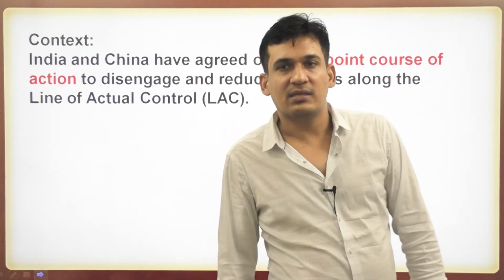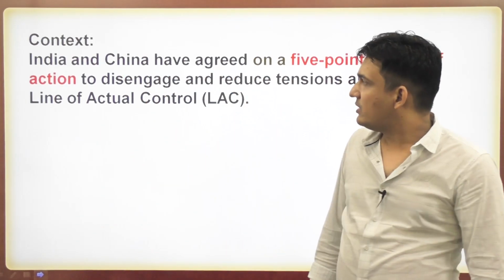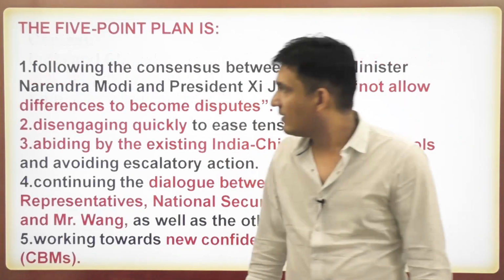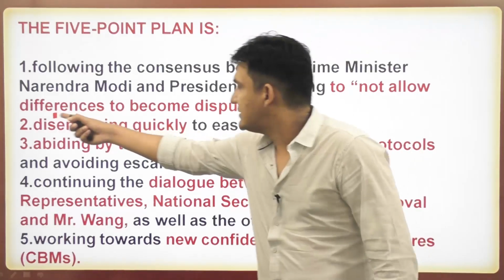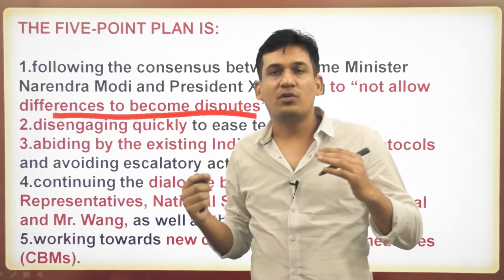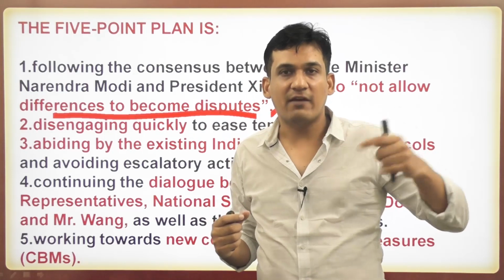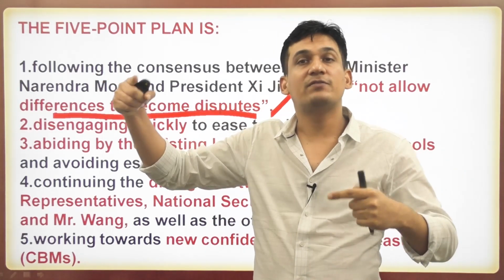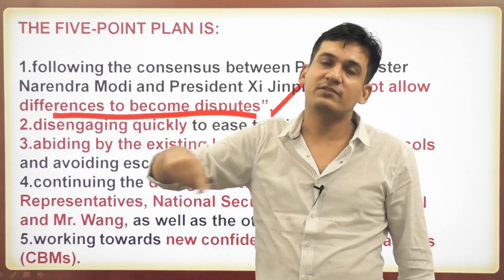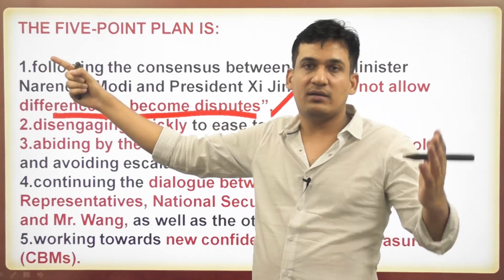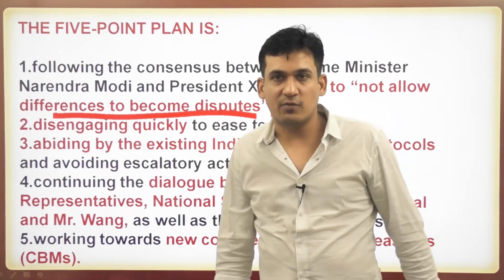What were those points? First thing, both countries agreed that we should not let differences become disputes. That means we should not let the difference that we have over the map become a dispute, which will eventually become a bone of contention, which will eventually become a localized war and may end up taking the shape of a full-fledged war.